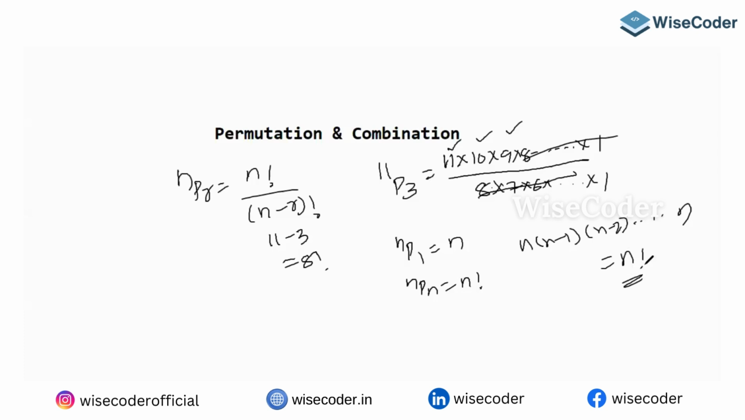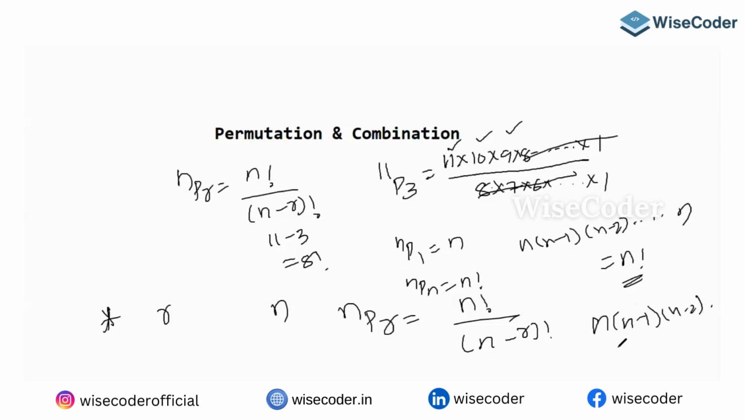So, to sum up, the number of ways of arranging R objects in a row out of n distinct objects. Let me summarize this. If I want to arrange R objects out of n distinct objects, that is nothing but NPR. NPR will give you what? N factorial by n minus R factorial. If you want to calculate this simply, you can write like this: n into n minus 1 into n minus 2, so on up to R factors. R factors.